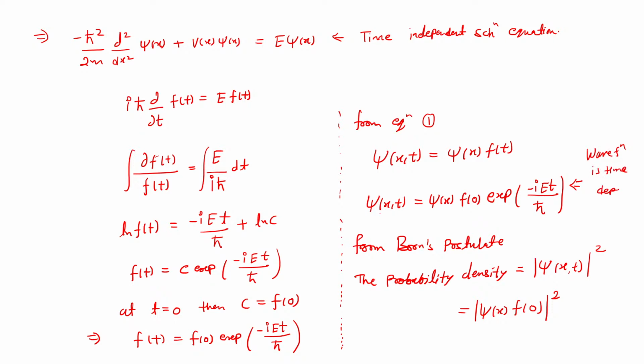Time dependent. But your probability density is coming as time independent. If this is the scenario, what do you call this wave function psi x t? Do you have an idea?